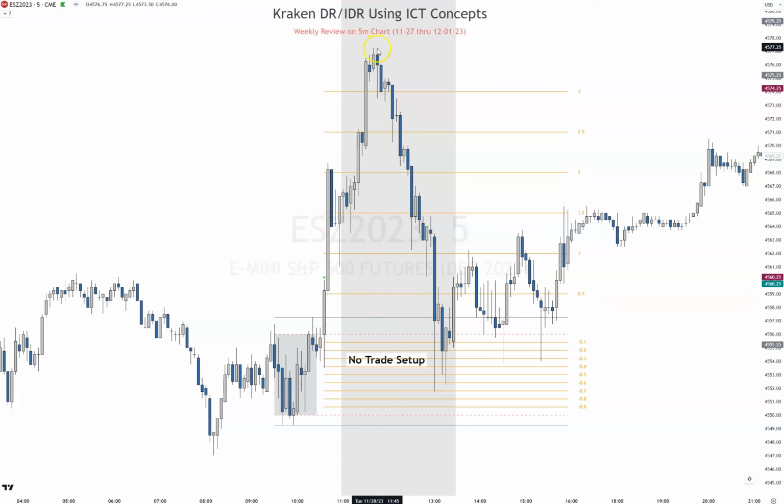Yep, totally watched this play out. It was an awesome trade. I traded it a different way, but not through my DR rules. Didn't make it, right? And then by the time it came back down here, it's already 1 o'clock. By the time it got in here, I'm not taking that trade after 1 o'clock. This is the 1 to 1:15 candle, or 1:05 candle.